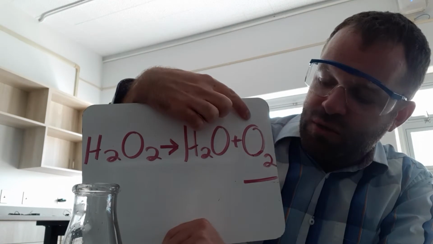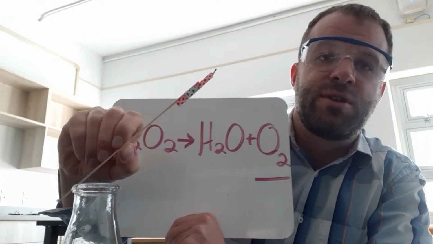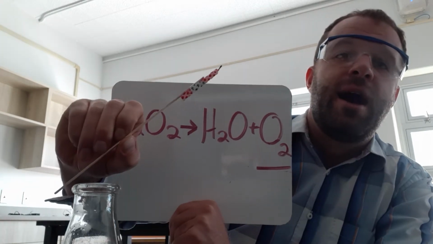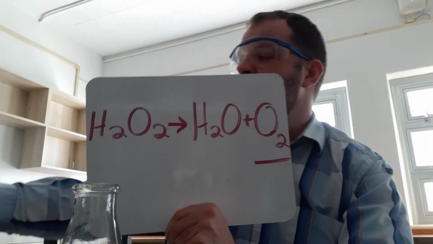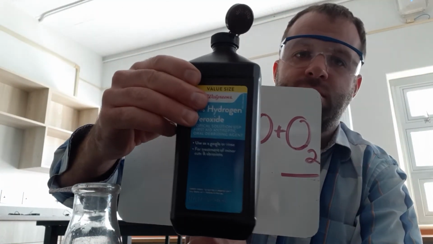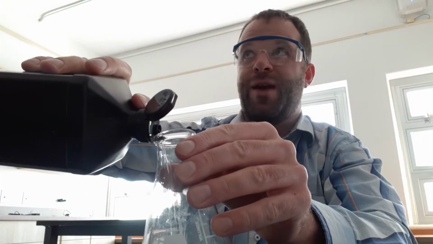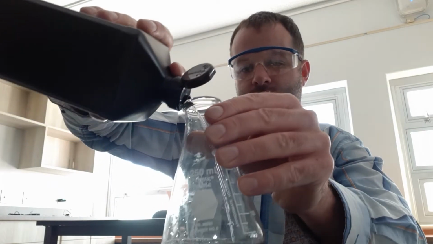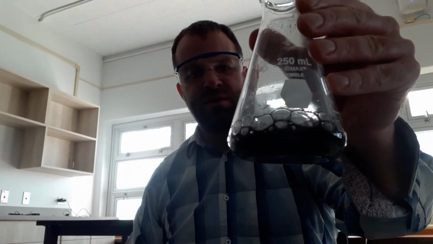Now, oxygen is required for any type of combustion, like our candle example. So a candle requires oxygen in order for it to burn or to combust. And we're going to be breaking apart our hydrogen peroxide right here. And let's see how this goes. All right, and we see our bubbles being produced.